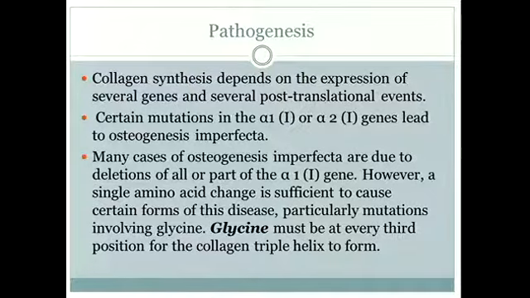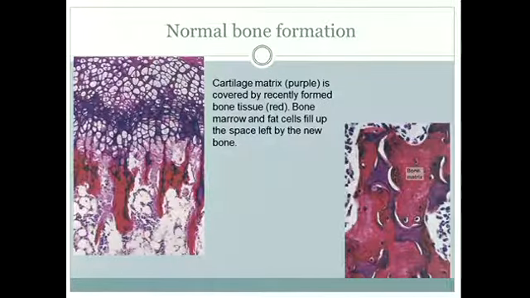Some are just a deletion of a part of a gene, and some are the whole gene is missing, okay? But it all comes down to glycine. It's pretty amazing when you think about a simple glycine specifically being an issue in an overall systemic disease. It has to be at every third position in the collagen triple helix; when this is mutated or not present, that is why we see some disruption in the presentation of the collagen in those patients. So when we think about normal bone formation, you have to have this matrix of collagen laid down, and then the bone starts to form around it.